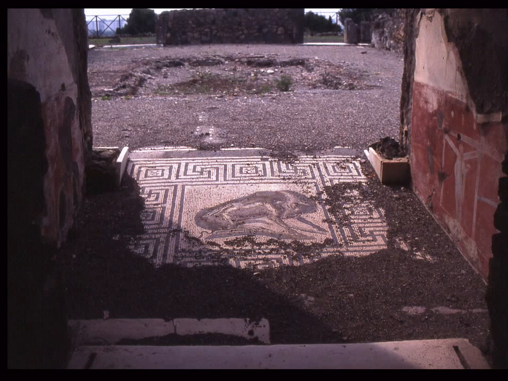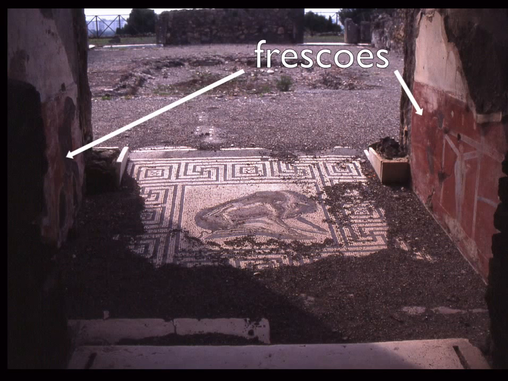As we step into the entryway called the Fauces, which means throat in Latin, we are greeted with a mosaic of a wild boar. The walls have frescoes, which are pictures painted directly onto the wet plaster. In the distance is what looks like a pit, which we will discuss shortly.